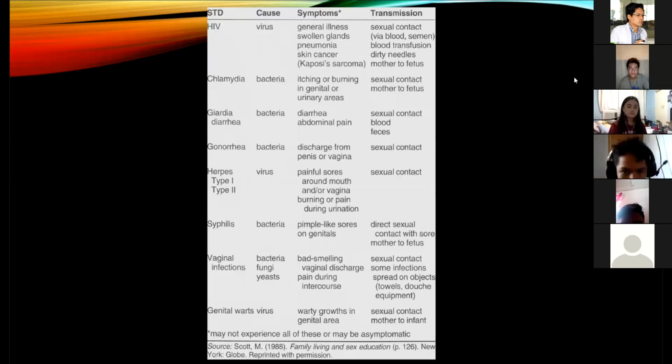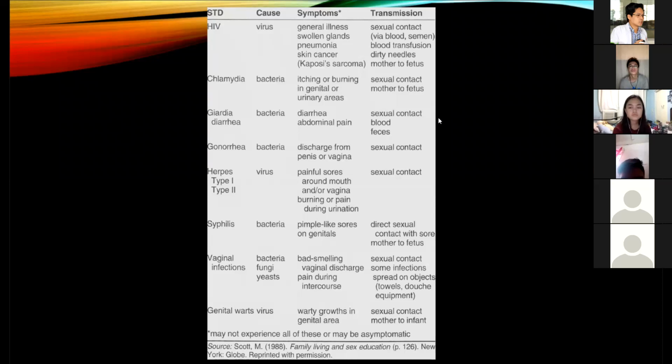Yes. Okay, so these are the common sexually transmitted diseases, STDs. When we say STD, it is actually diseases which are associated with sexual intercourse. So it is actually sexually transmitted diseases. Let's have first HIV. Okay, this is really common.